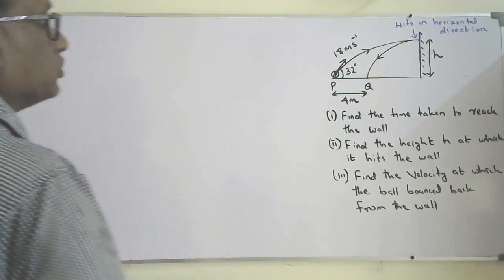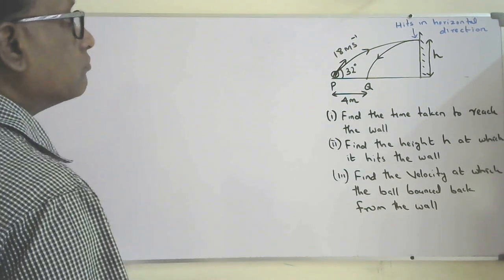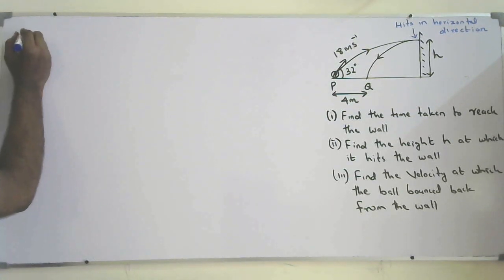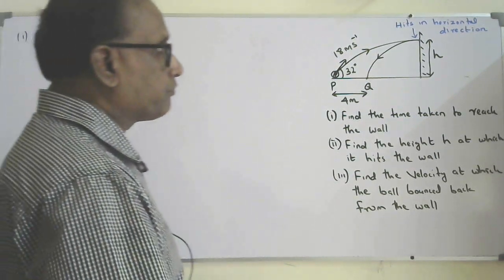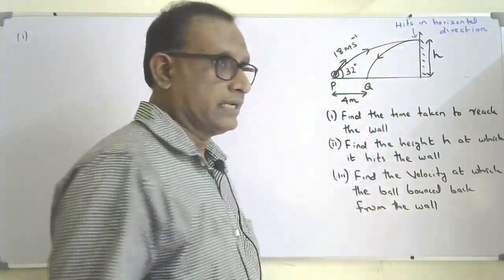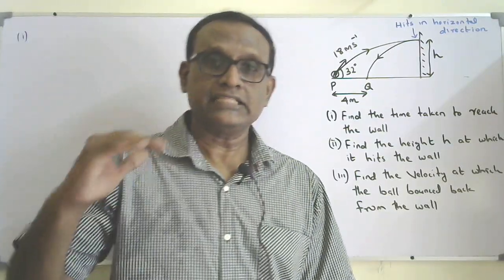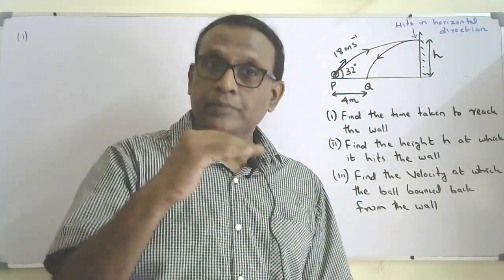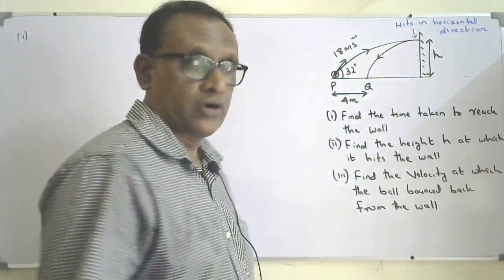So there I can use the first part I can find. Okay, so the idea here, the ball is hitting the wall in horizontal direction. If that data is not given, we can't answer the first part. It's hitting the wall in horizontal direction means the ball is hitting the wall at its highest point.